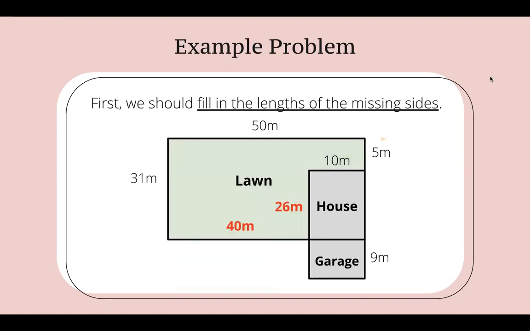In order to find the perimeter of the lawn, we must know the length of all the sides of the lawn. We can fill in the missing lengths, knowing that opposite sides of a rectangle must be the same length. So, the bottom side of the lawn is 40 meters, because 50 minus 10 is 40. And the right side of the lawn next to the house is 26 meters, because 30 meters minus 5 meters equals 26 meters.